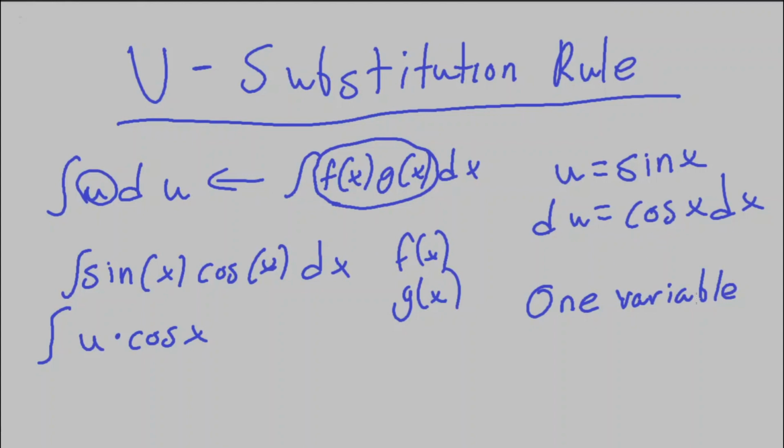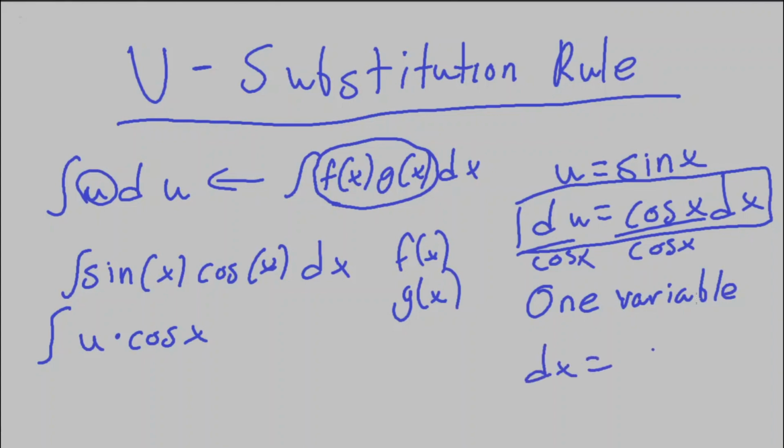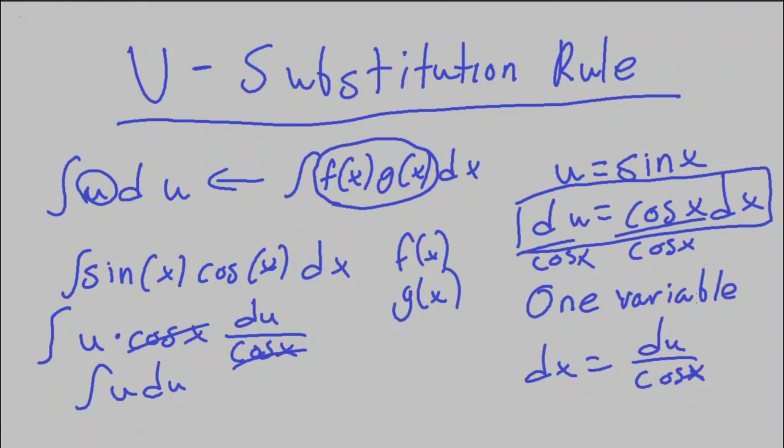So what we could do is take this right here and solve for dx. If we divide by cosine x on both sides, we're going to have that dx is equal to du over cosine of x. So now we just plug in that for dx. So we're going to have du over cosine of x. And now we could see that even though we can't plug in anything for cosine of x and get rid of it, we could actually divide by cosine of x because we have the denominator of du over here. So we could just cancel that out, and we're going to be left with the integral of u du.